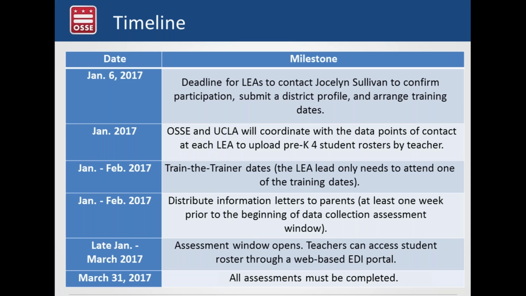Great. Timeline and next steps. Okay. Is this a piece? Go ahead. Yeah. Yes, we can do that.